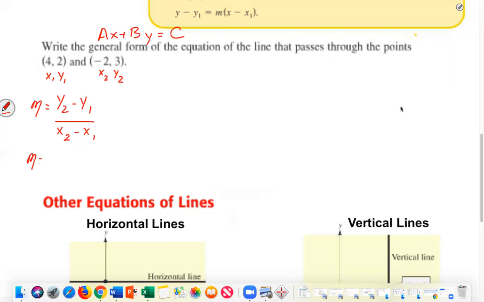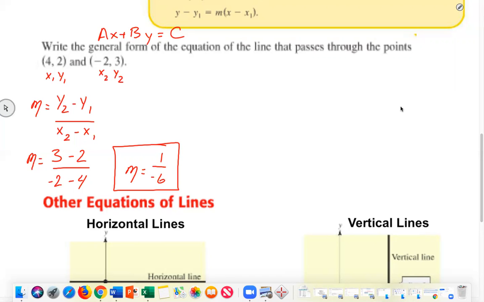So I'm going to write m equals y2 is 3, y1 is 2, x2 is -2, x1 is 4, and then I got to solve. 3 minus 2 is 1, -2 minus 4 is -6. So I have my slope of -1/6. All right, not bad. Halfway there, right?